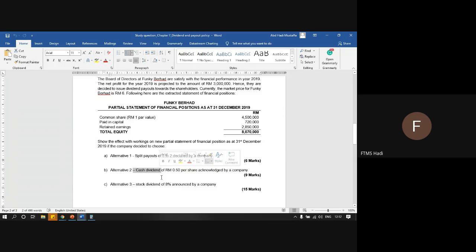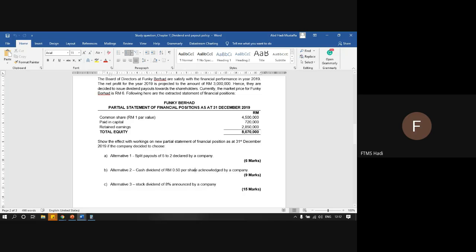Second alternative, cash dividend of 50 cents. We expect that the total equity and the retained earnings might change. Total equity might be increasing, retained earnings might be increasing. And don't forget, you have a net profit of 3 million to calculate the retained earnings. Of course, you need to find the number of shares outstanding. Do not worry about the workings because the working is the same, except that the figures are different. The SOP on calculation is similar.